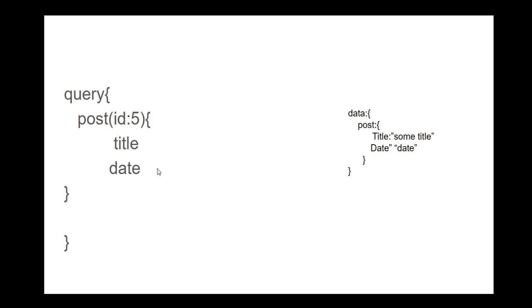Alright, so if we want any other information regarding this post, like the image of the post or the description, we can also specify it in our query, and it returns to us the exact data that is specified in our query.